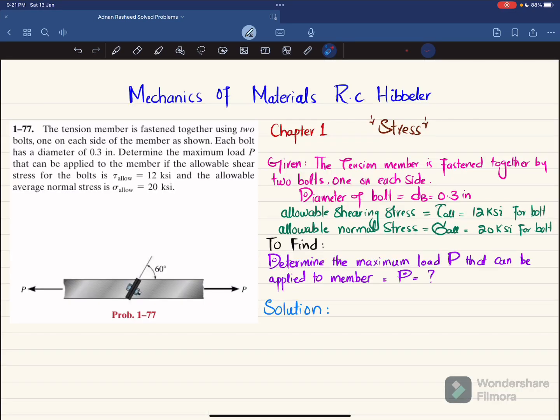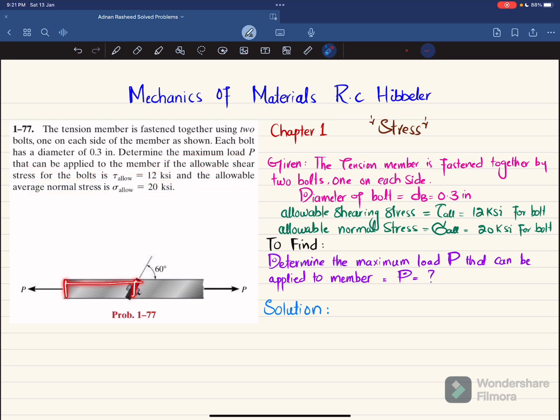Welcome back. In this video, we are going to solve problem 1-77, taken from chapter number 1, Stress, and the book name is Mechanics of Materials by R.C. Hibbeler. The statement is: the tension member is fastened together using 2 bolts, one on each side of the member as shown. Each bolt has a diameter of 0.3 inch. Determine the maximum load P that can be applied to the member if the allowable shearing stress for the bolt is 12 ksi and the allowable normal stress is 20 ksi.